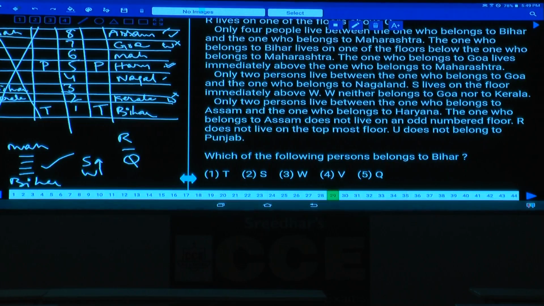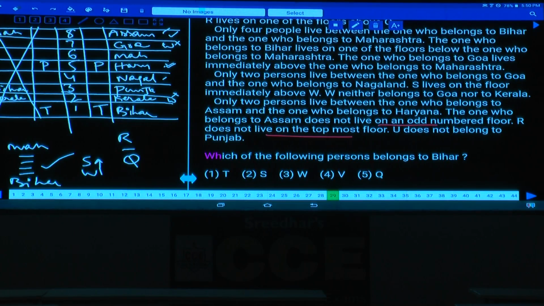Next, R does not live on the topmost floor. As R does not live on the topmost floor, what is possible? U does not belong to Punjab. And finally, this person is Punjab, and U does not belong to Punjab. As U does not belong to Punjab, tell me what are the different possibilities to this one.